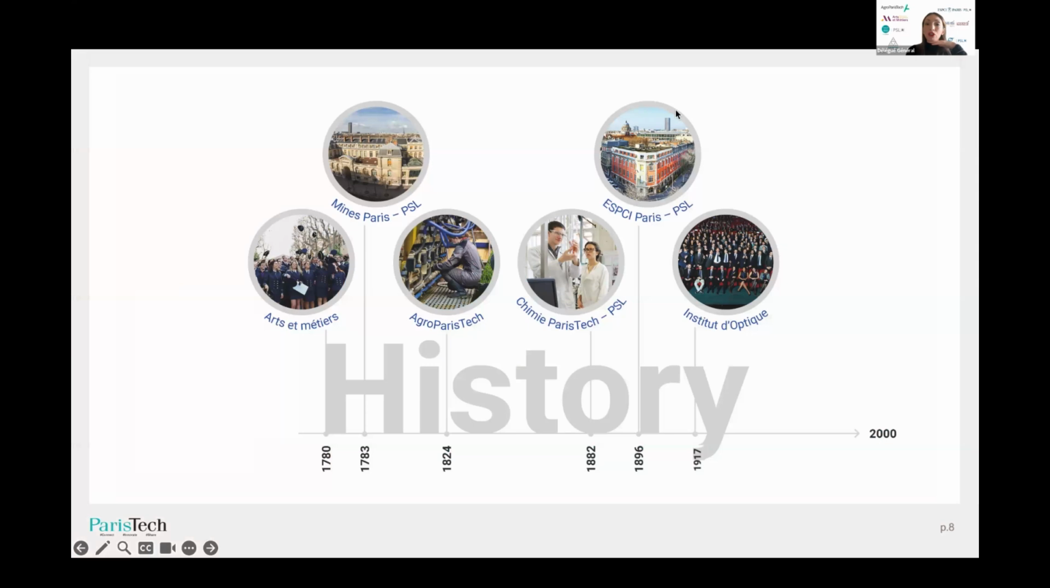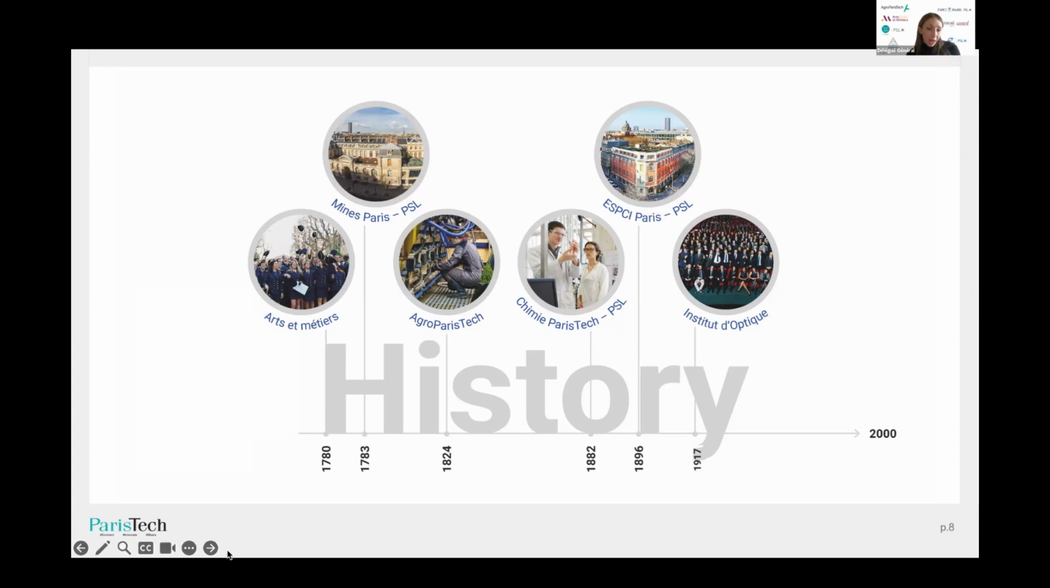So you have here the 6 schools of ParisTech originally, and as you can see, we have a very ancient history with our school. This graph shows that our schools are amongst the most historic and ancient schools in France, and that can also show you our expertise and how good the schools are in what they do.